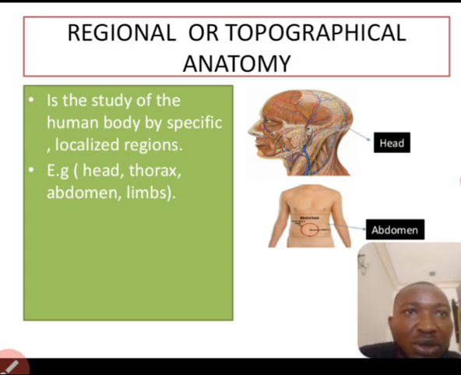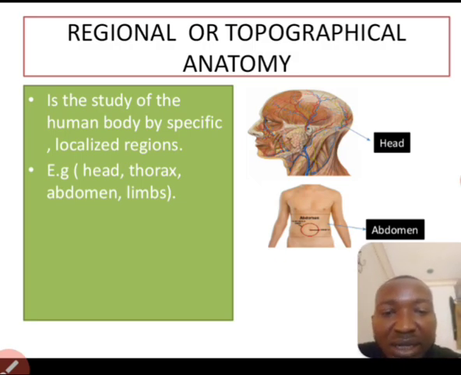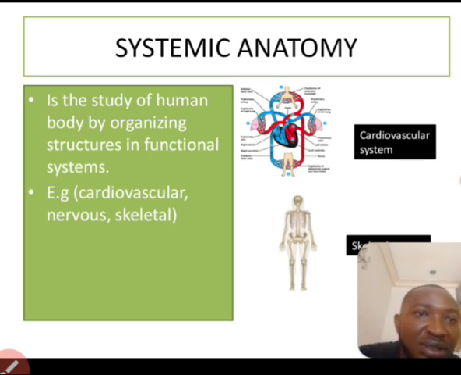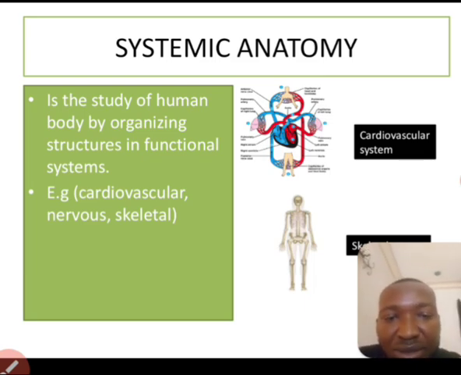Regional anatomy or topographical anatomy is the study of the body based on specific regions. Example, the head, neck, and the limbs. Systemic anatomy is the study of the human body by organizing structures into specific systems, like the cardiovascular system, the skeletal system, the nervous system, to understand their functions and the interrelations.